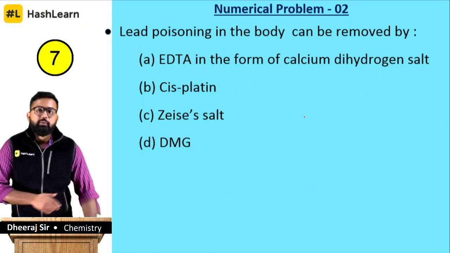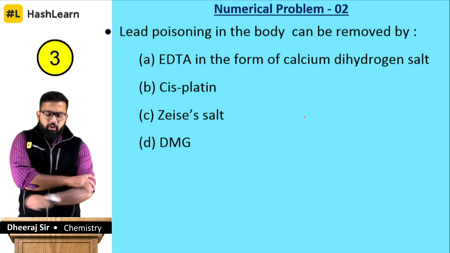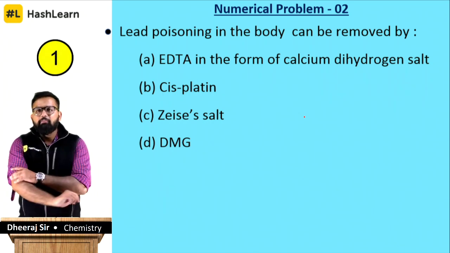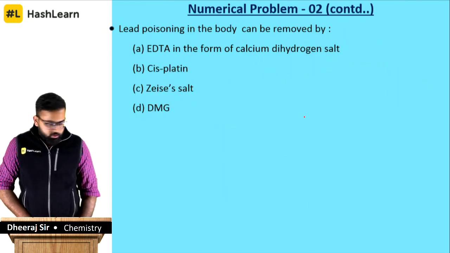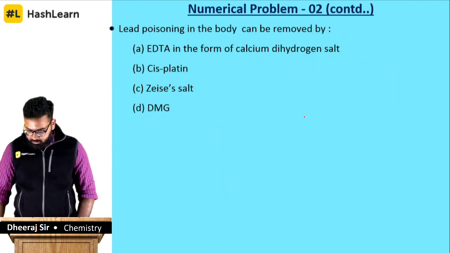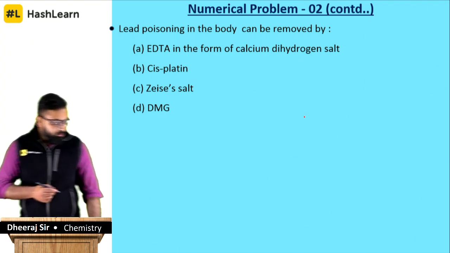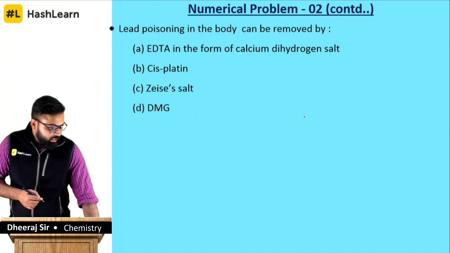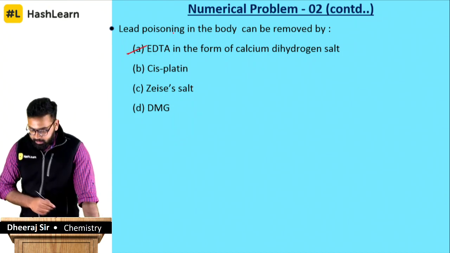These are the factual questions which you have to remember, which we will not be able to give you reasons for, because lead poisoning in the body can be removed by... There's not really much logic that you would study as 11th and 12th students. So you should know EDTA in the form of this, cis-platin, Zeise salt, and DMG. Pooja says it's option A. Let's wait for Sakshi also. Both of them say it's A. Right, guys, option A is the right answer.